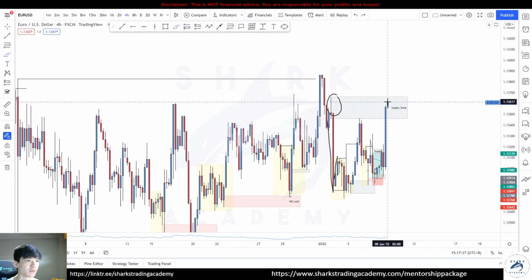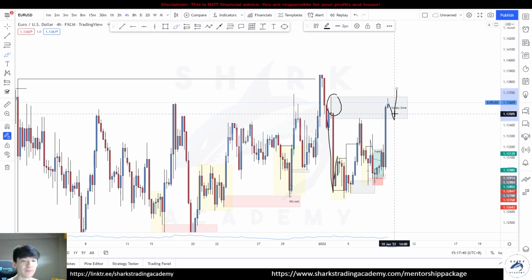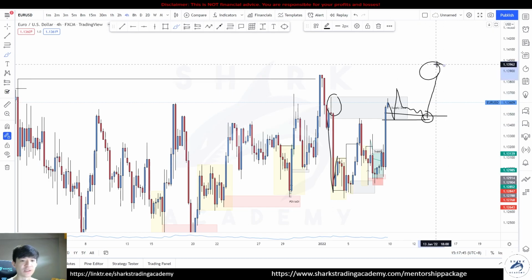We're going to see a pullback like this before the break, leaving behind a demand zone that we can trade off on the lower time frame to bring prices higher.